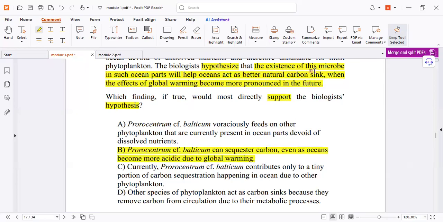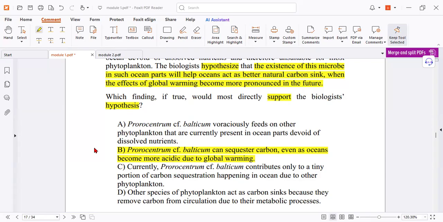the existence of this microbe in such ocean parts will help the ocean act as a better natural carbon sink when the effects of global warming become more pronounced in the future. This microbe can help us sequester carbon, even as oceans become acidic. What does sequester mean? It's a common word in science.